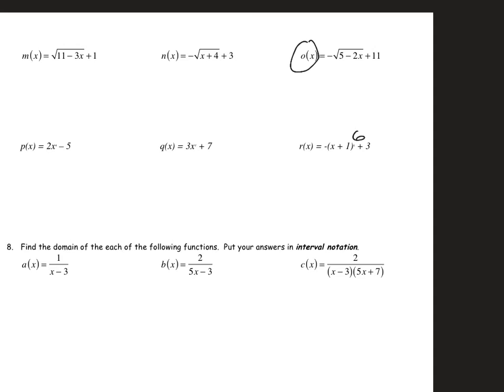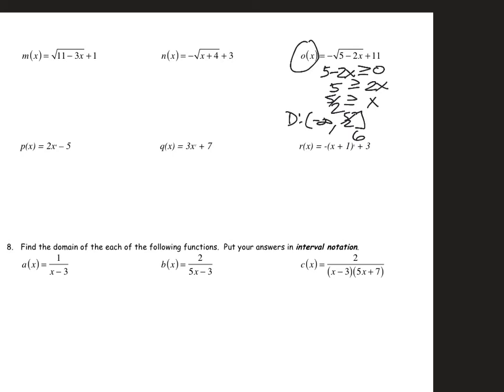So O, let's start with the domain. And so the domain, again, is just the restrictions on x. And I've got this square root. So I need 5 minus 2x to be greater than or equal to 0, or I need x to be less than or equal to 5/2. So my domain here is going to be negative infinity to 5/2 inclusive.